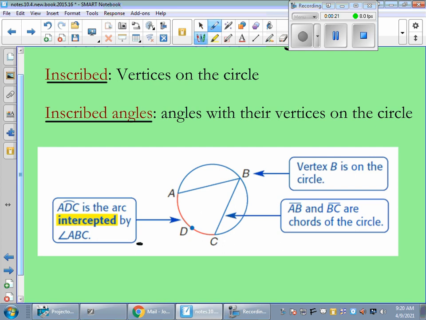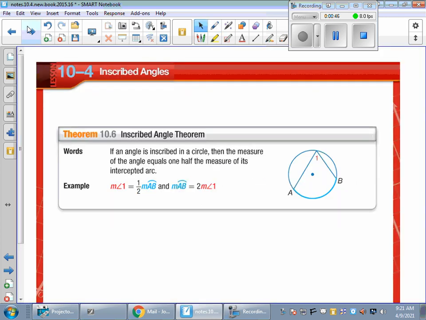Taking a look right here, arc ADC, so ADC goes right here, is the arc intercepted by an angle. So you have angle ABC. That is on the circle, so that's called an inscribed angle. Be careful when you go through those today. Vertex B is on the circle. AB and BC are the chords of the circle. So these are all things to pay attention to as you go through examples today.